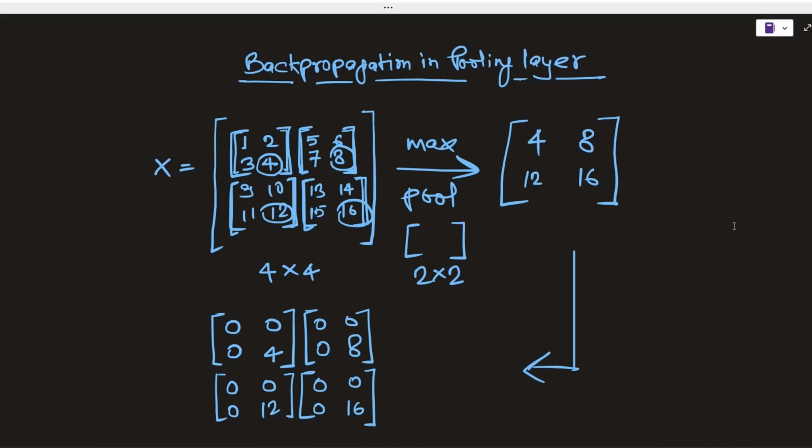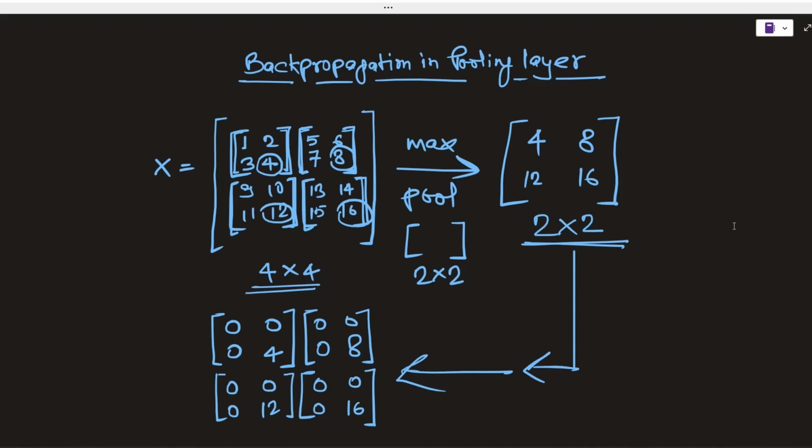And this is how backpropagation happens in the pooling layer. Obviously, there are no trainable parameters. All we are doing is the reverse of the previous operation. So initially it was a 4 by 4 matrix, and by applying the max pooling operation, it got converted to a 2 by 2 matrix.